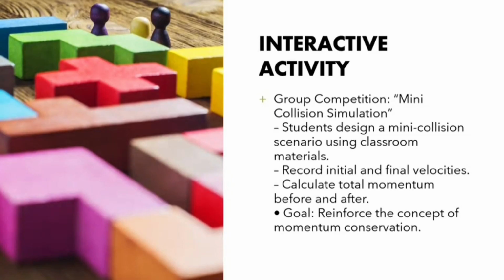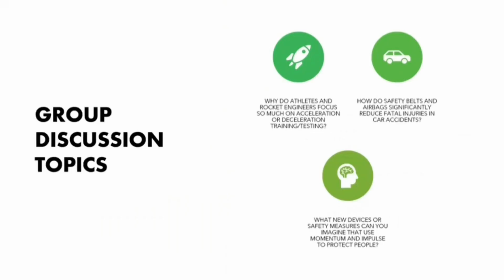We're going to do a mini collision simulation at home. Use small balls, toy cars, or any material you find. Take quick measurements of mass and speed, or at least relative speeds. Calculate total momentum before and after a collision. The goal is to see if you can demonstrate conservation of momentum right here with cars.